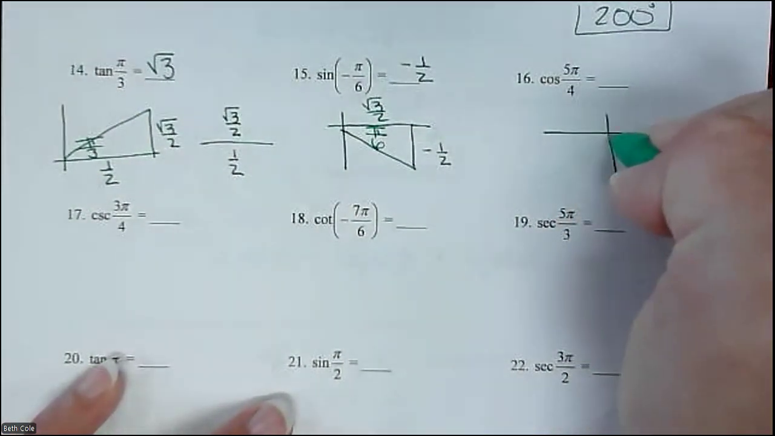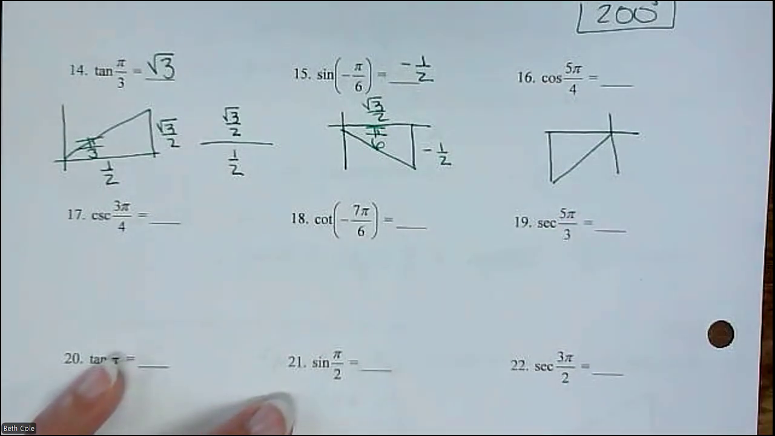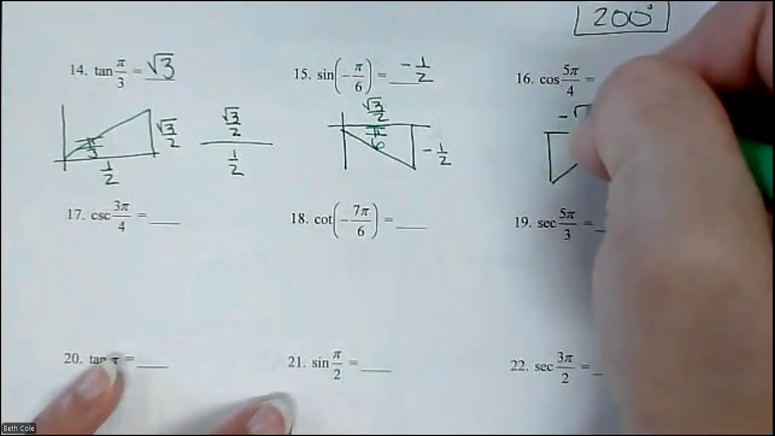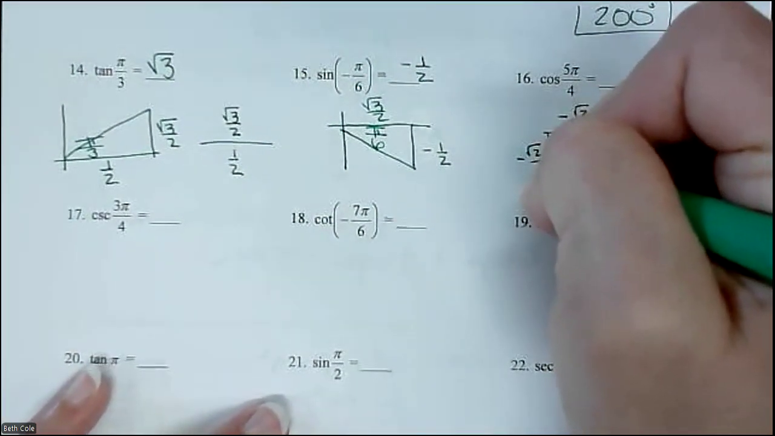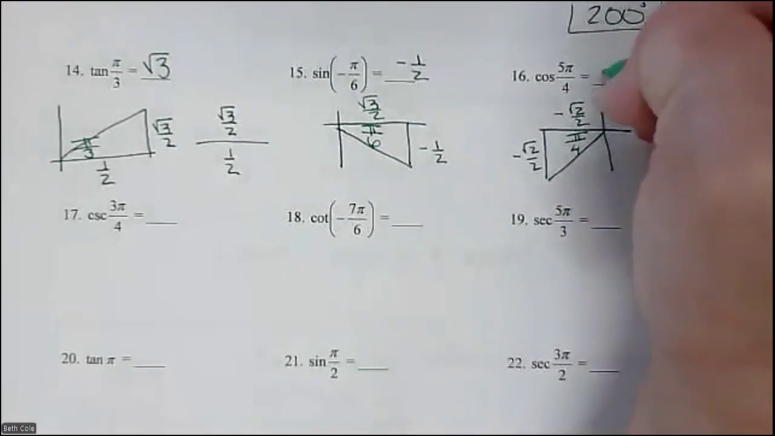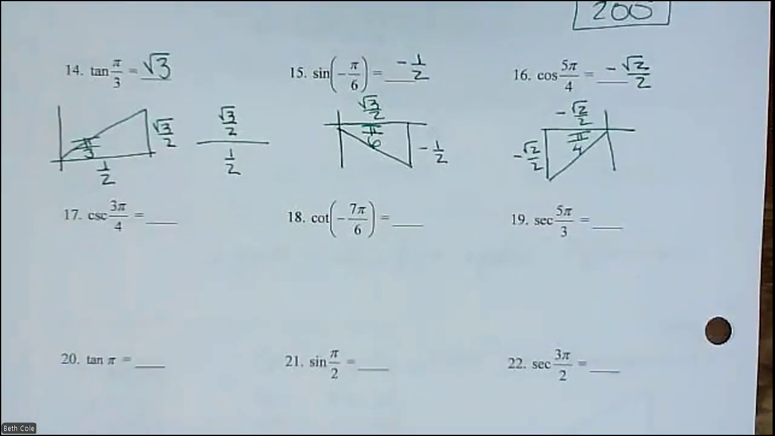5 pi over 4 is in quadrant 3. It's your pi over 4 triangle, and so both sides are square root of 2 over 2, the fourths. If it's pi over 4, the denominator is always the same. Denominators stay the same. Can't change it. Cosine is the x value, which is negative square root of 2 over 2. You actually couldn't mess that one up because they were the same.